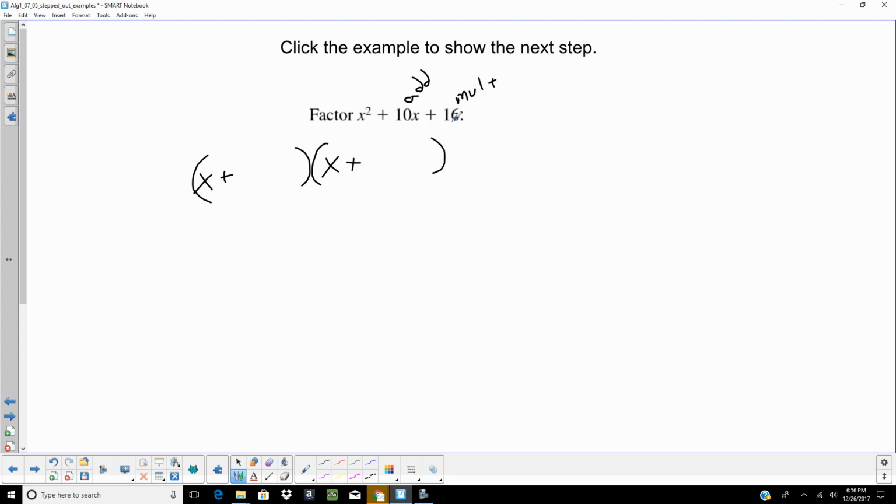Two numbers that multiply to 16, add to 10. Well, to multiply to 16, I have 1 times 16, 2 times 8, 4 times 4. Well, the one that adds to 10 is 2 and 8. So x plus 2, x plus 8.